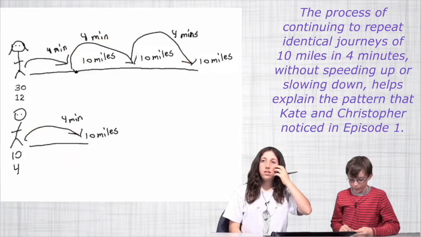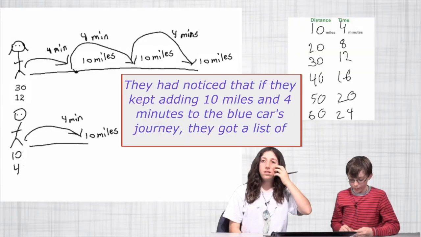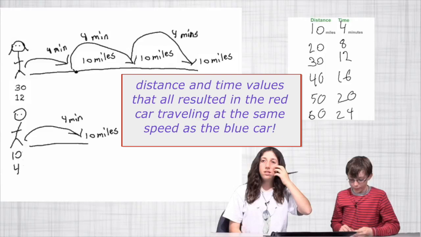The process of continuing to repeat identical journeys of 10 miles in 4 minutes without speeding up or slowing down helps explain the pattern that Kate and Christopher noticed in episode 1. They had noticed that if they kept adding 10 miles and 4 minutes to the blue car's journey, they got a list of distance and time values that all resulted in the red car traveling at the same speed as the blue car.